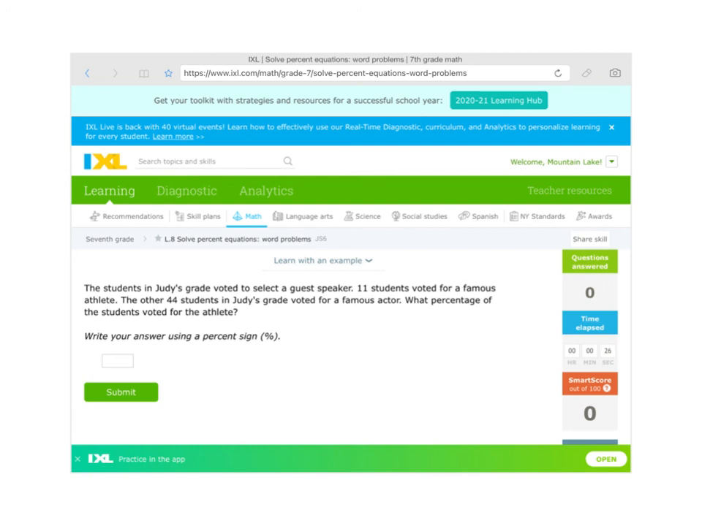So in this case, we look for totals, right? So there are people who are voting for the athlete. So athlete is 11 students. And for the actor is 44 students. So in total, we have 55 students. Okay. So we want who all voted for the famous athlete. So 11 out of 55. So remember I said out of is also division. So your fraction will become 11 out of 55 times 100. We can cancel this 5 times and then 20 times. So let's put in 20%.